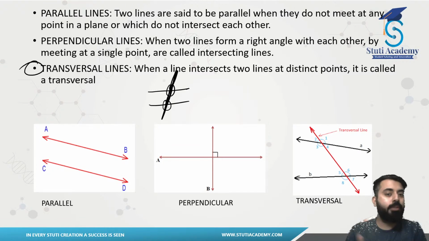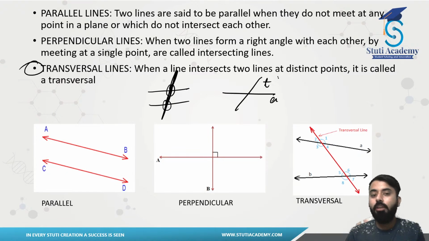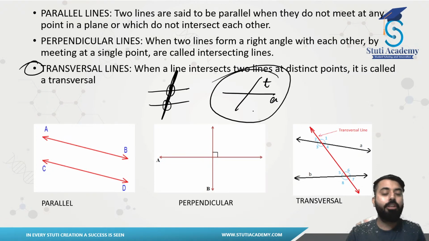Two or more than two distinct points, that depends upon the number of lines that we have taken. So the line which passes through two or more lines and has two or more distinct points, that line will be a transversal, and a group of those lines will be transversal lines. But if I talk about only this, if I have A and this T, this is an intersecting line, not a transversal. Remember, this is not a transversal.